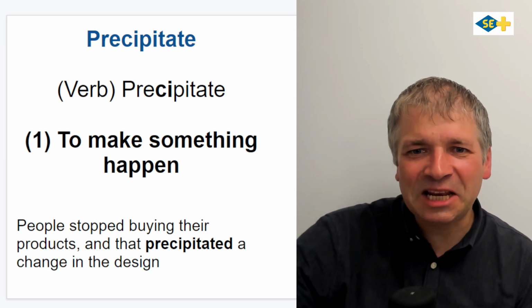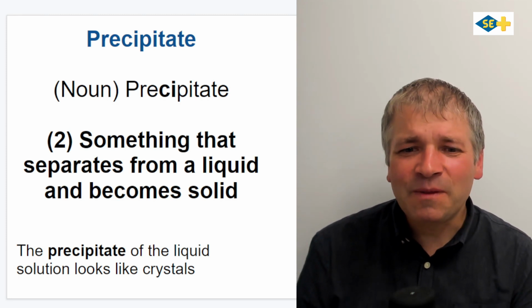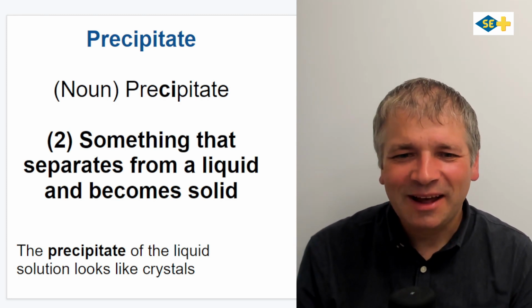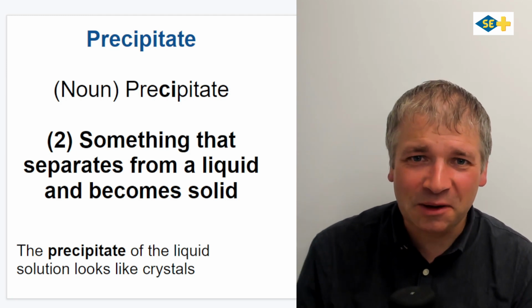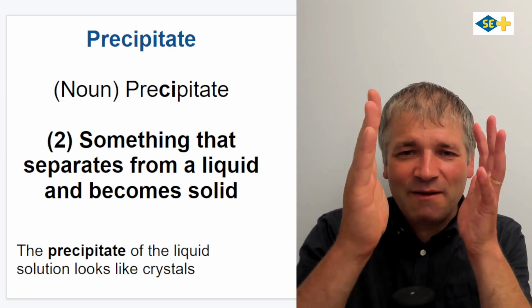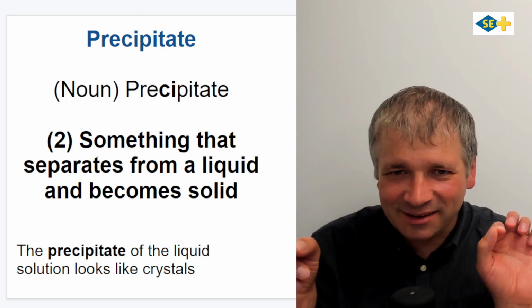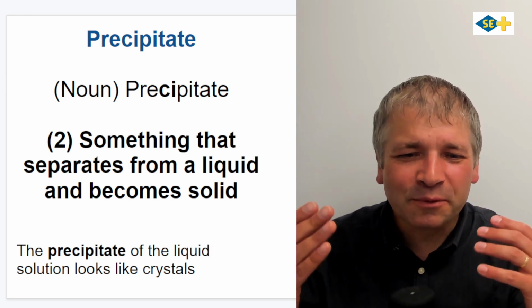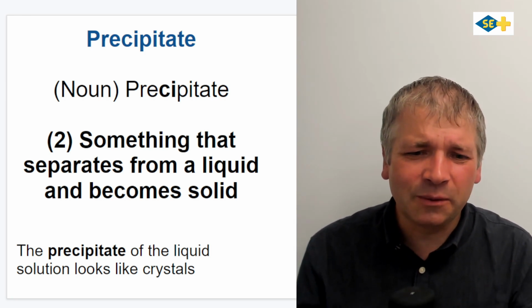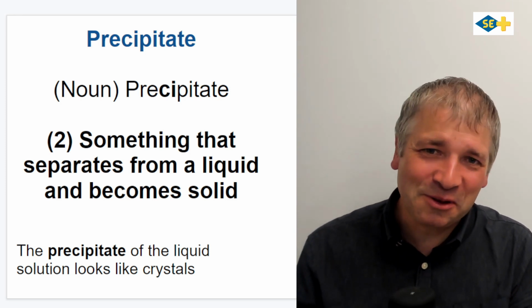The second meaning of precipitate is unconnected. And this time it's a noun. It means something that separates from a liquid and becomes solid. Have you ever seen that? You have a liquid and then suddenly over time things become solid within it, often in scientific experiments. So for example, the precipitate of the liquid solution looks like crystals.